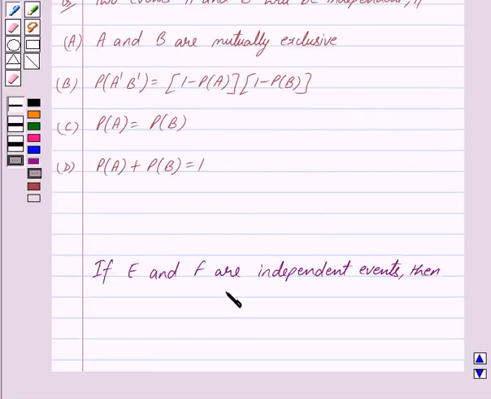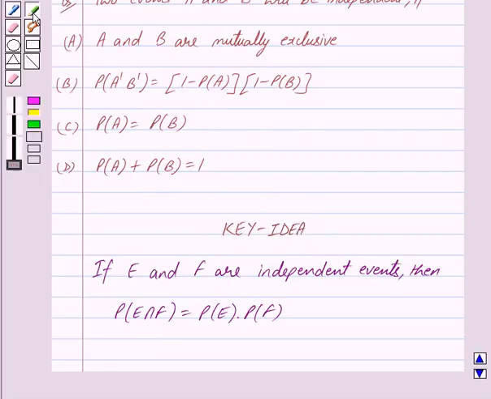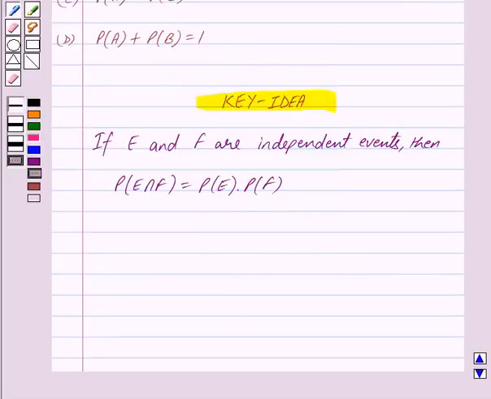Now, if E and F are independent events, then we have probability of E intersection F is equal to probability of E into probability of F. So, this is the key idea behind our question. Let us begin with the solution now.